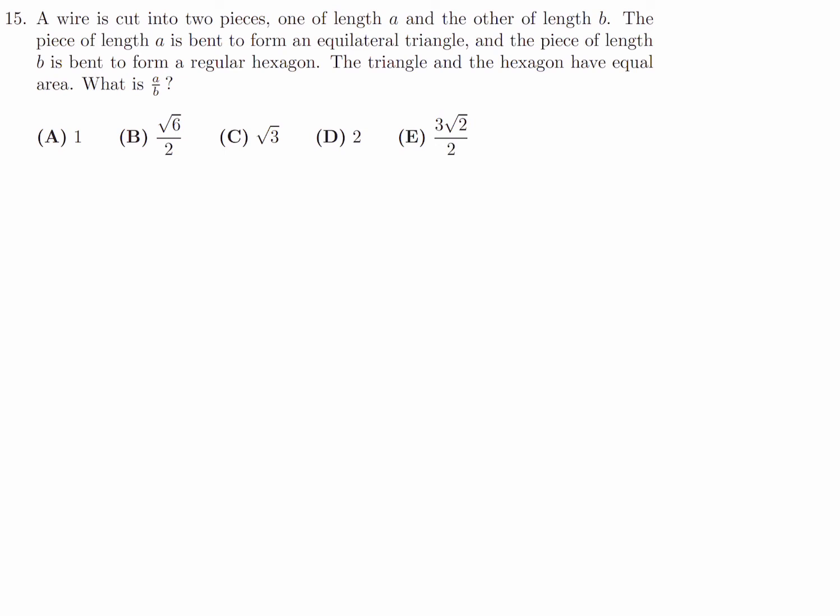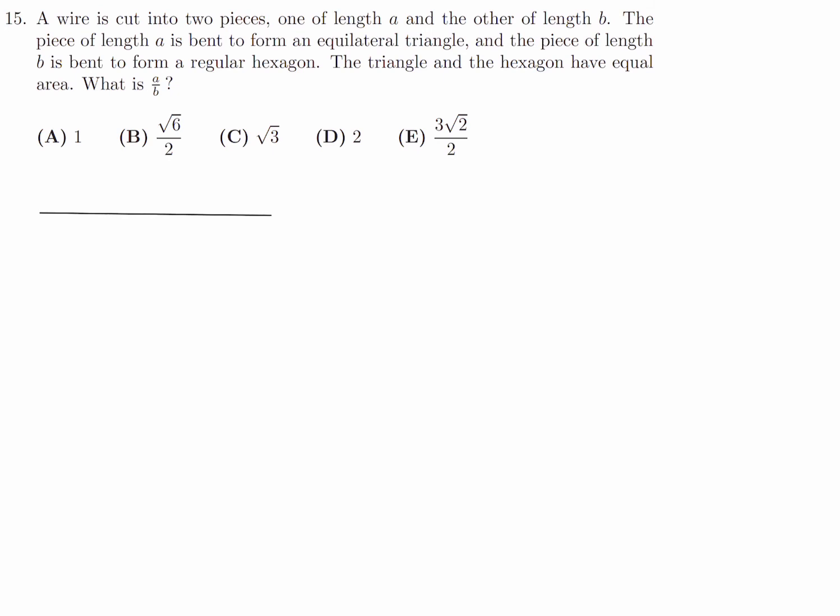A wire is cut into two pieces, one of length A and the other length B. The piece of length A is bent to form an equilateral triangle, and the piece of length B is bent to form a regular hexagon. The triangle and hexagon have equal area. What is A over B?